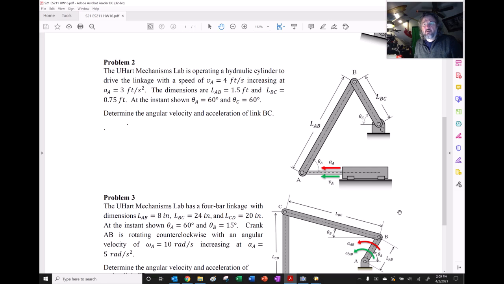Okay, welcome back. This is homework 16, and we're working on problem 2. So we have this hydraulic cylinder that's driving this link, which is in turn connected to this link LBC here, and this thing is moving at 4 feet per second to the left, and it's increasing at 3 feet per second squared. The dimensions are 1.5 feet here and 0.7 feet here. This is at 60 degrees, and this is at 60 degrees.